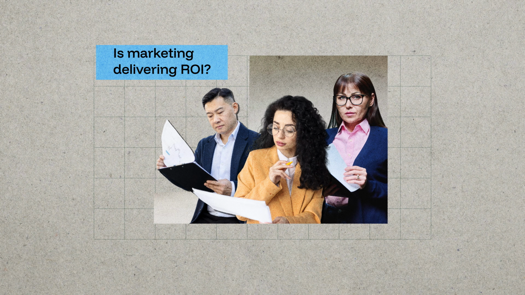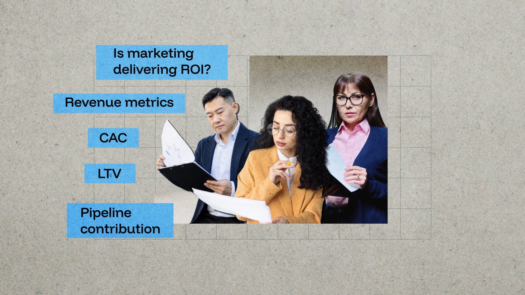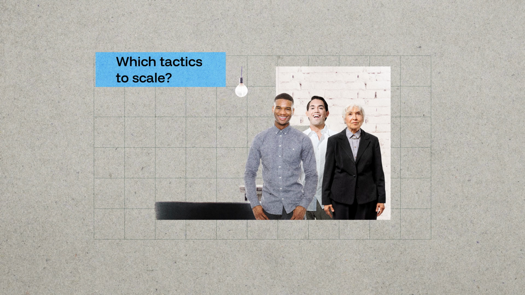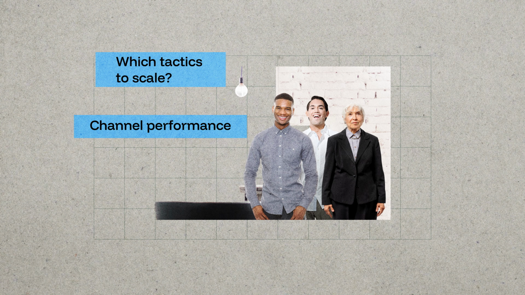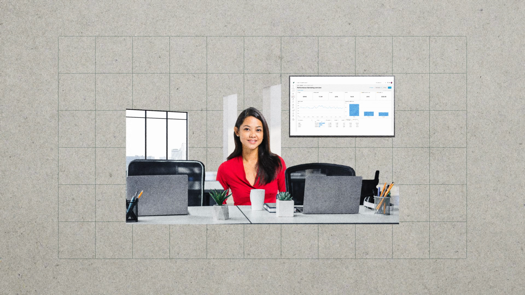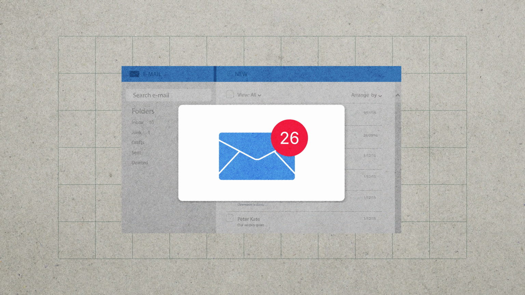If you're reporting to executives, they're deciding whether marketing delivers ROI. They need revenue metrics, customer acquisition costs, lifetime value, pipeline contribution. If you're reporting to campaign managers, they're deciding which tactics to scale. They need channel performance, conversion rates, cost per acquisition by source. The reality is that different audiences look for different answers and need different reports. But most marketers build one report and send it to everyone. The executive team gets buried in technical details they don't really care about. The campaign manager gets high-level summaries without actionable insights.